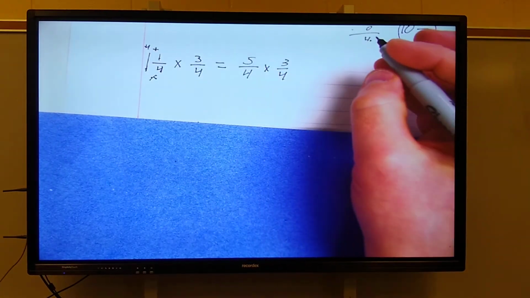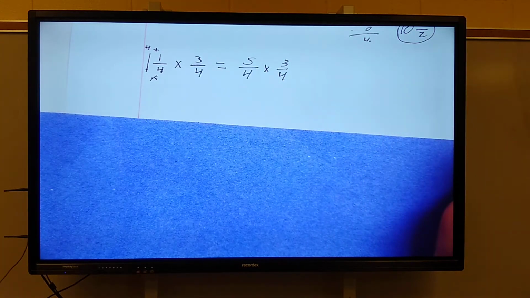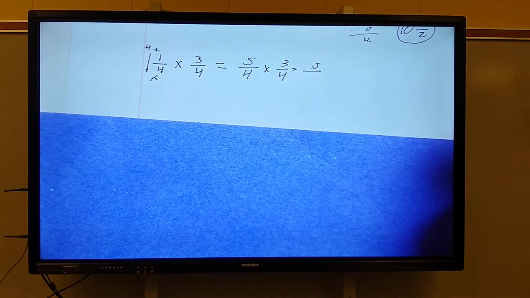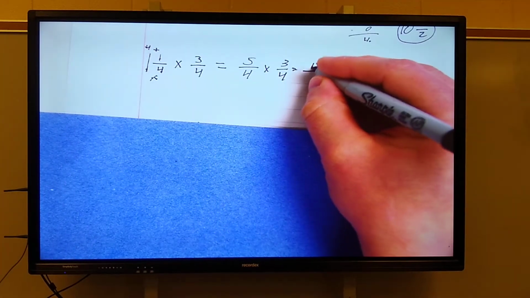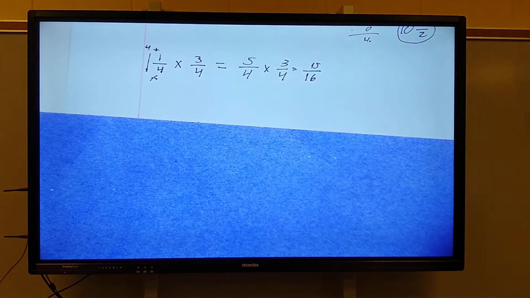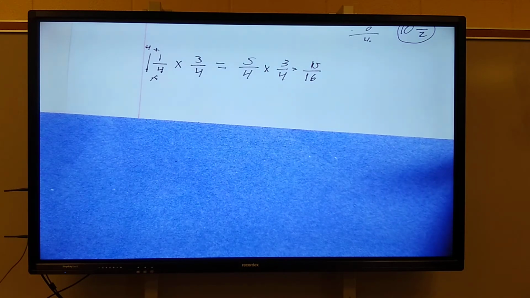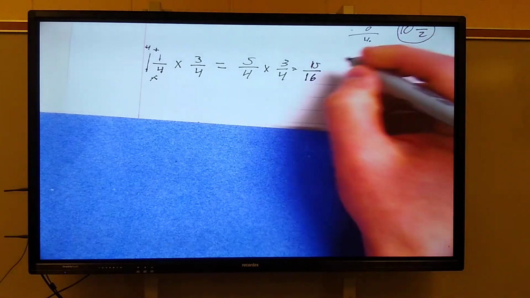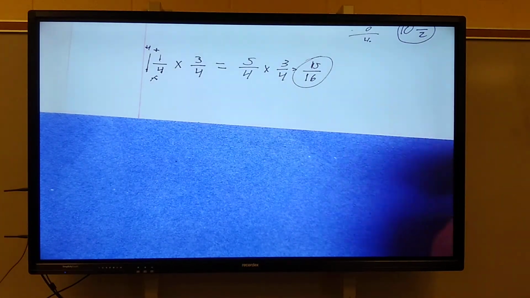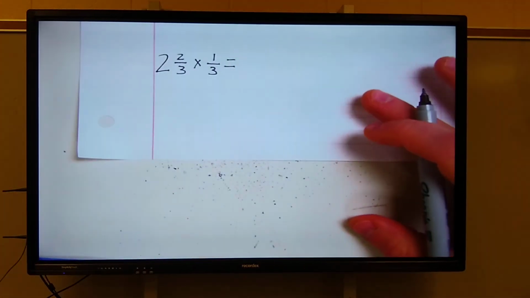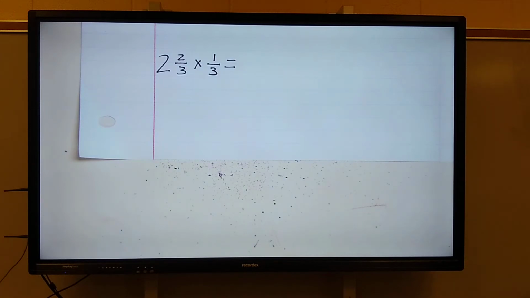5 times 3 is what? 15. Very good. 4 times 4 is what? 16. Now, you got to ask yourself the two questions. Is it an improper fraction? No. Is it in simplest form? Yes. So that's your answer. 15/16. Your turn. 2/3 times 1/3. Do that now. Pause the video.